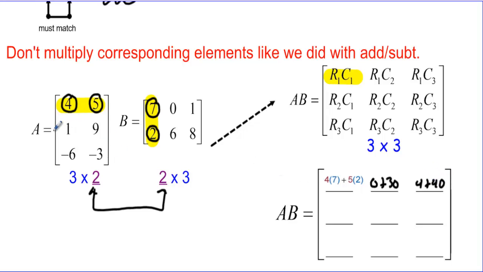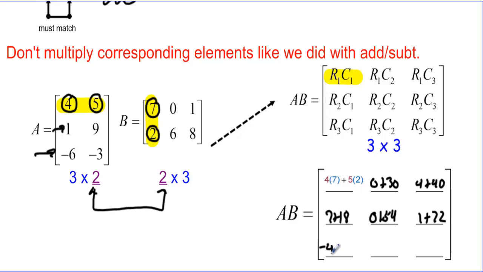And then we keep going with the second row. So we have second row, first column, second row, second column, second row, third column. We have 7 plus 18. Then we have 0 plus 54. Then we have 1 plus 72. And then we go with the third row: third row with first column, second column, third column.